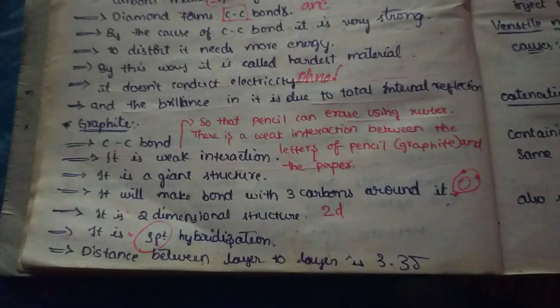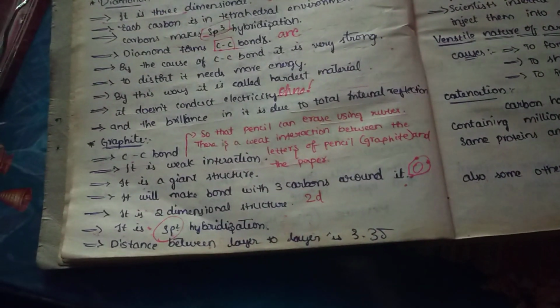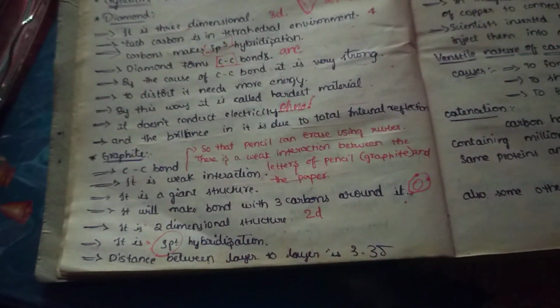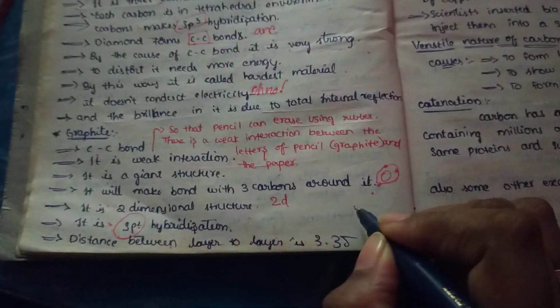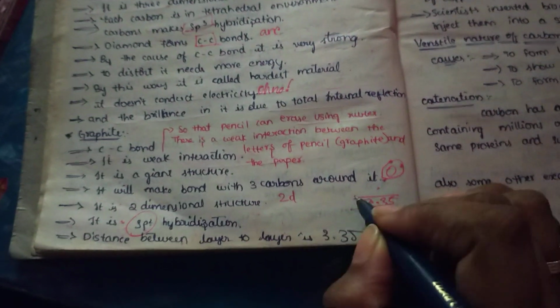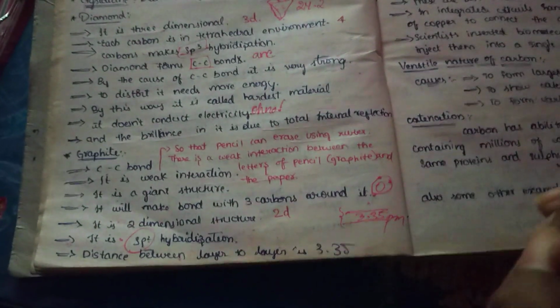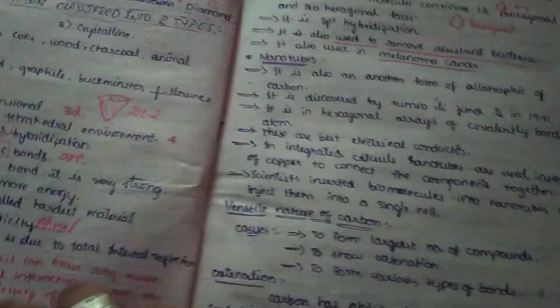So what's the mystery going on here? Nothing else, guys. The dimensional structure decides the hybridization. Hybridization is nothing but the atomic orbitals of the same element giving the same orbitals with the same energy. So that's the hybridization. The distance from layer to layer is 3.35. So in the graphite structure, this is a layer, this is a layer. Here it is 3.35, not centimeters, not meters, not micrometers, it's in angstroms. And guys, so it's very small to see. Even in an electron microscope it is very difficult to see.